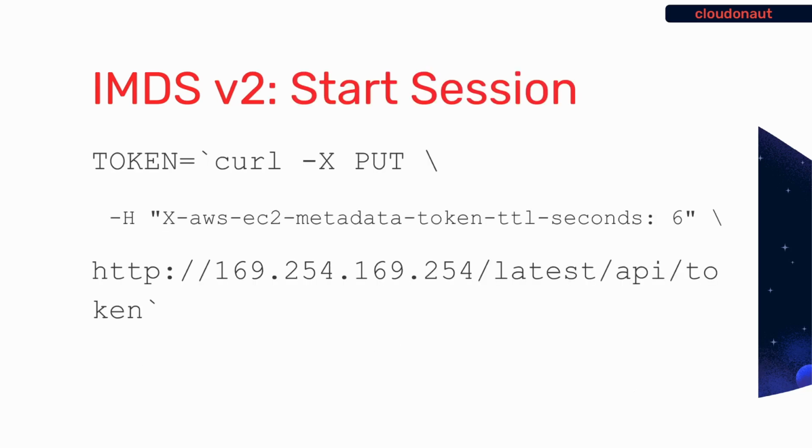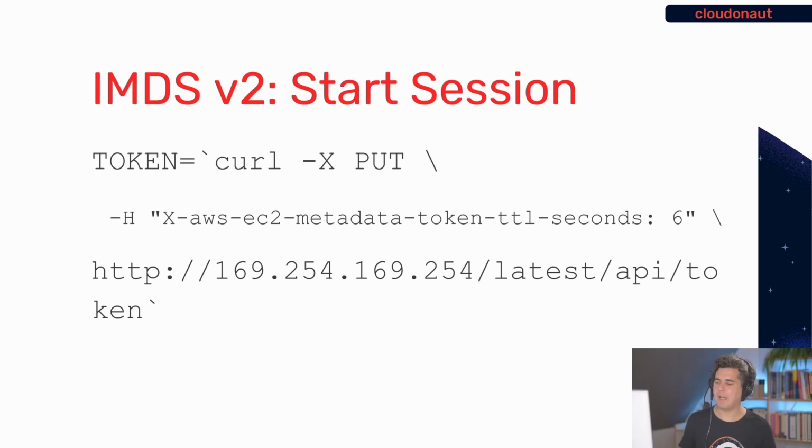So what does the API look like? You have to make 2 requests now. First we start the session, and you start the session with a PUT request to the /api/token endpoint of the instance metadata service. And in the header, you can also define the TTL of that token. In my example, it's 6 seconds, but you can have much longer lifetimes for a token. What you get back is a string, that's the token. And I read this here in bash, I put it into the token variable.